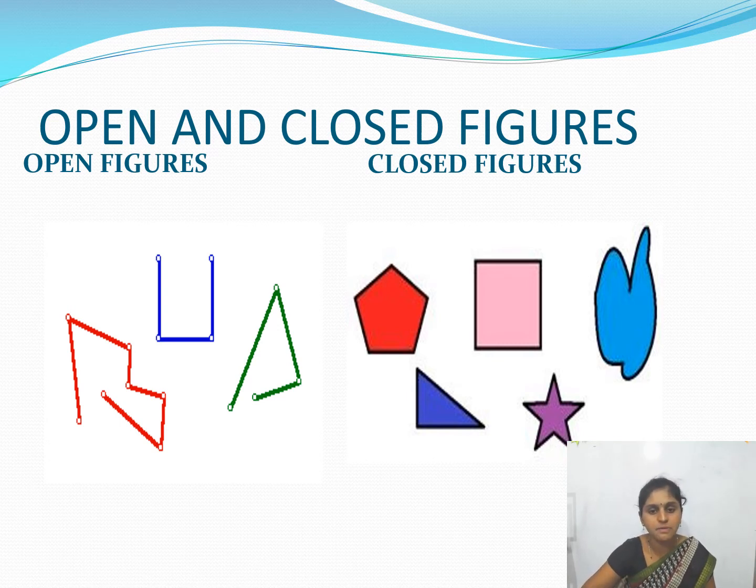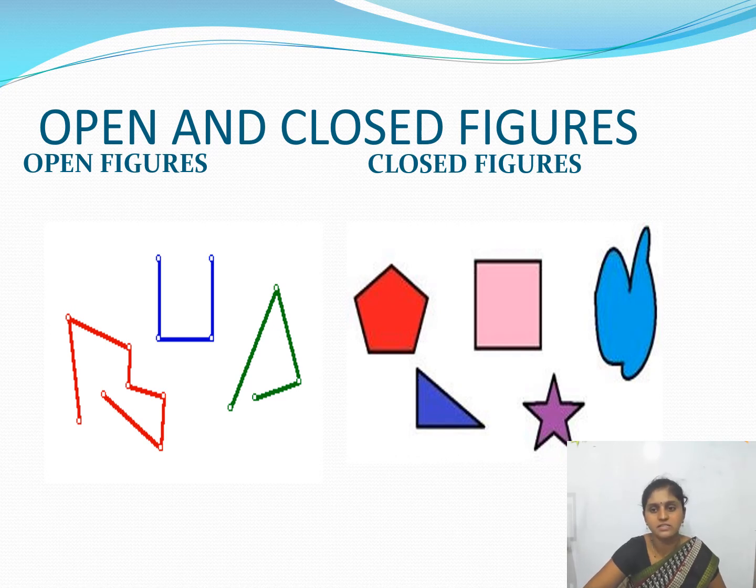See here some examples. There are 3 examples here. Here it is a starting point and it has moved in a different direction and it has ended at a different place. It means starting point is here and end point is here. So this is an example of an open figure. Starting point and end point both are different. Starting at one point and ending at another point. Here it is also starting at one point and ending at another point. So these are the examples of an open figure.